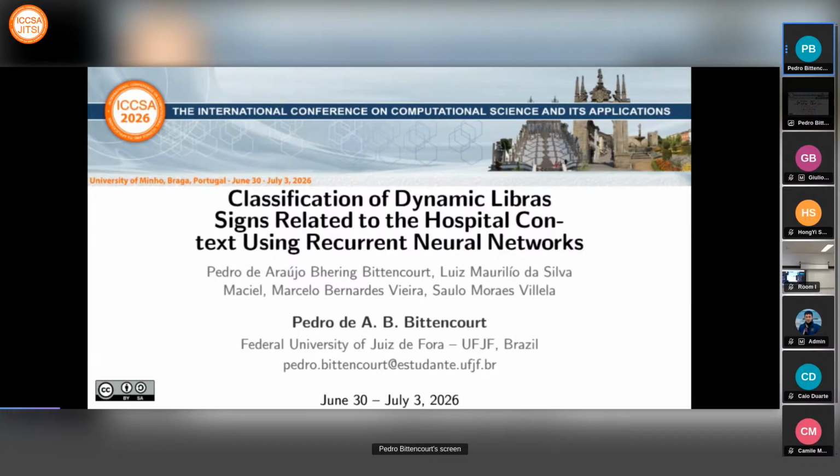Hello, everyone. My name is Pedro Bittencourt from the Federal University of Juiz de Fora, Brazil. Today, I will present our work entitled Classification of Dynamic Libras Signs related to the hospital context using recurrent neural networks. This is a joint work with professors Luiz Maciel, Marcelo Vieira, and Saulo Vilela.